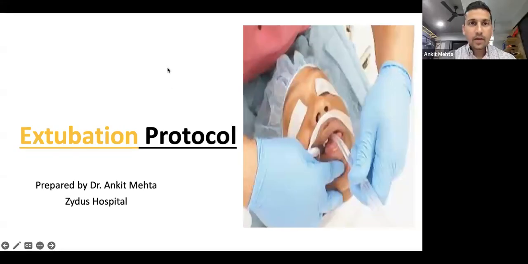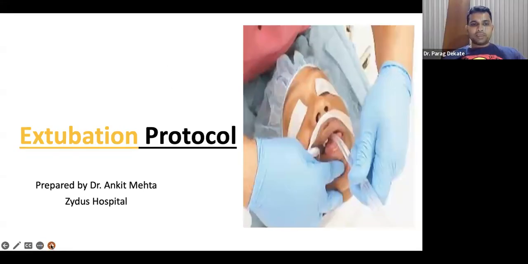Good. So just to let everyone know, Ankit is a very good friend of ours, and Ankit has done pediatric critical care DM from PGI. हम दोनों ने काफी काम किया है, मस्ती किया है, सब कुछ किया है, and he is a very good teacher and enthusiastic runner. ठीक है? So let's start this very interesting session, extubation protocol, or how to go ahead with the extubation.